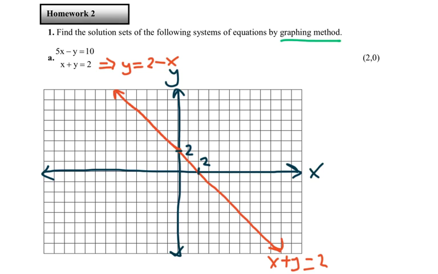We'll add y to both sides, and we'll get 5x minus 10, subtracting 10, equal to y. So again, the y-intercept down here at minus 10. So let's see, this is minus 2, minus 4, minus 6, minus 8. So minus 10 is way off the chart.